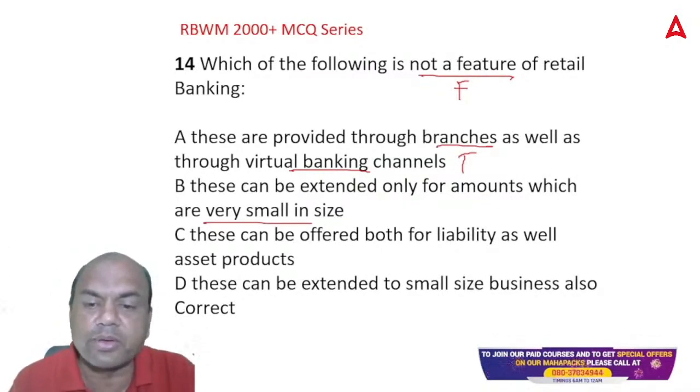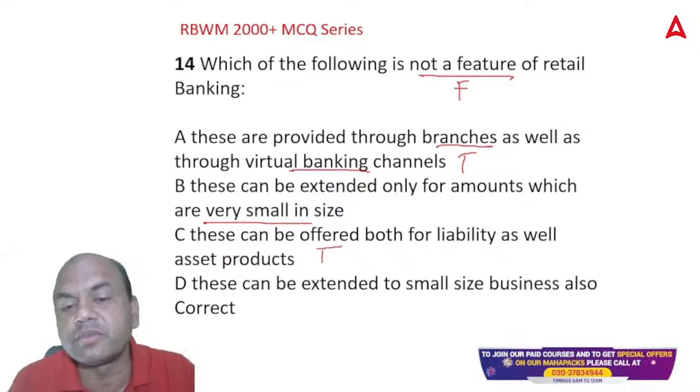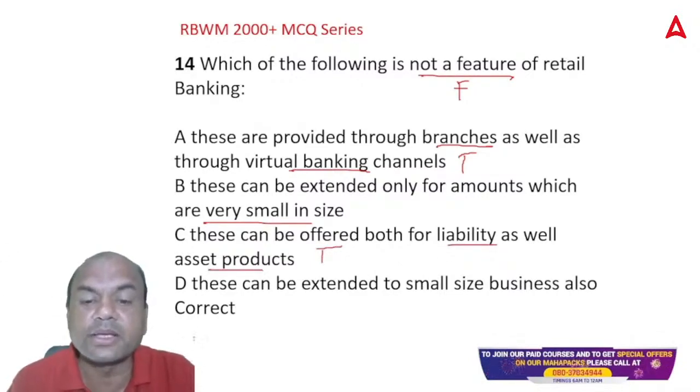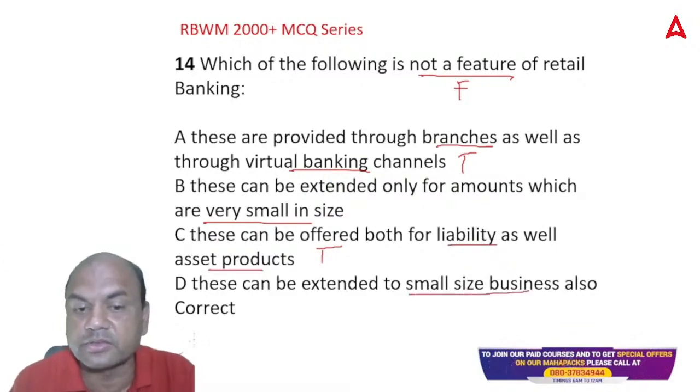These can be offered for both liability and asset products. That is also true. Means what do we sell? We sell deposits as well as loans, right? All of them. These can be extended to small businesses also. Okay, so that is also true. So these are all true. Which one is the dicey one? This very small size. So very small amounts.